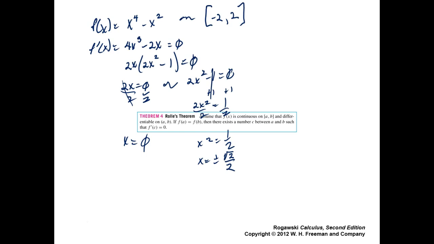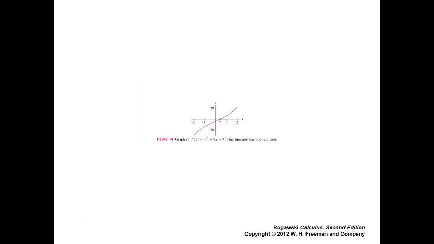So they do, c is equal to 0, or c is equal to plus or minus 1 over root 2, which is plus or minus 0.707. If you did those out, you'd see that. All right, now example 8, and I think that does have a graph, so we'll use it.